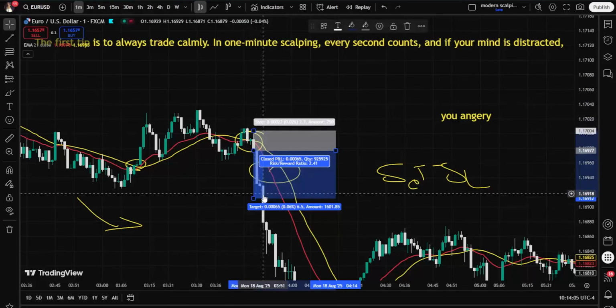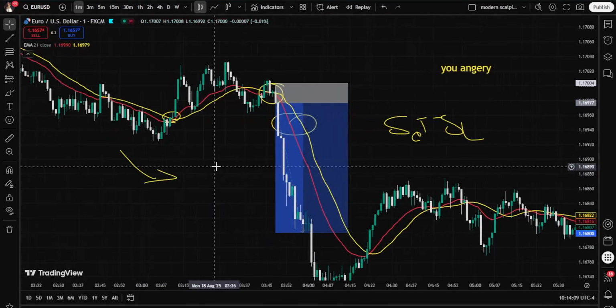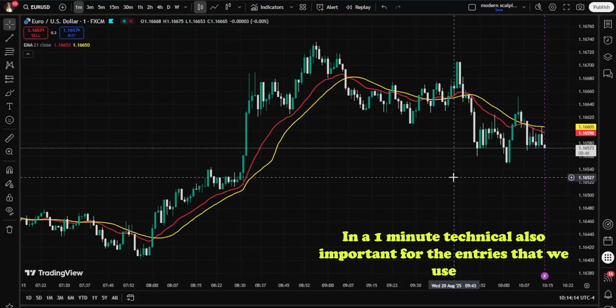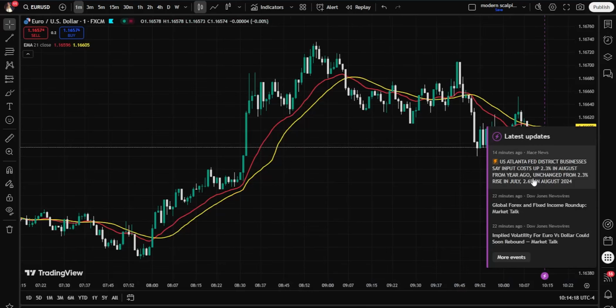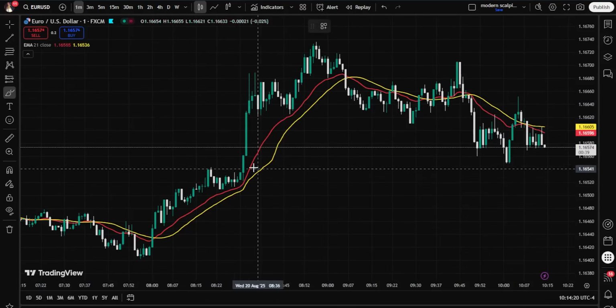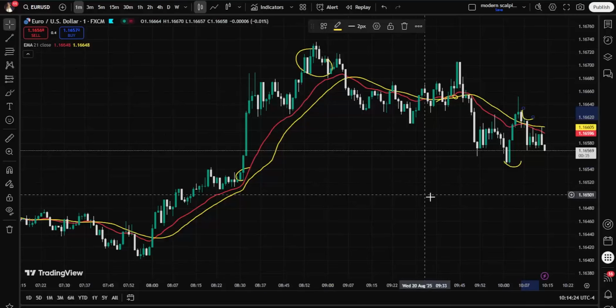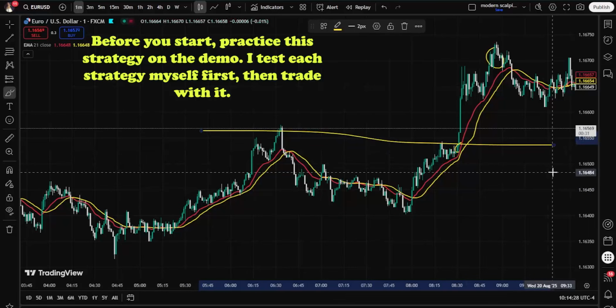The third point is to pay attention to economic and fundamental news. You may say that in 1-minute scalping, only technicals are important, but the truth is that momentary news can ruin everything. For example, when important news such as US interest rates are released, even the best strategies may make mistakes. So before starting to scalp, check the economic calendar so that you are not surprised.